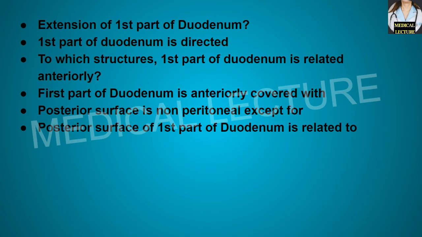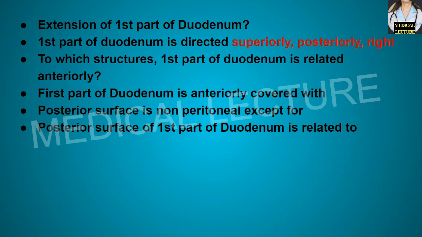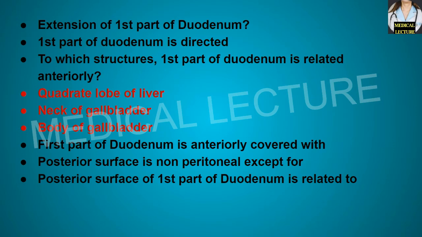What is the extension of the first part of the duodenum? It extends from the pylorus to the superior duodenal flexure. The first part of the duodenum is directed superiorly, posteriorly and to the right. To which structures is the first part of the duodenum related anteriorly? These are the quadrate lobe of the liver, the neck of the gallbladder and the body of the gallbladder.